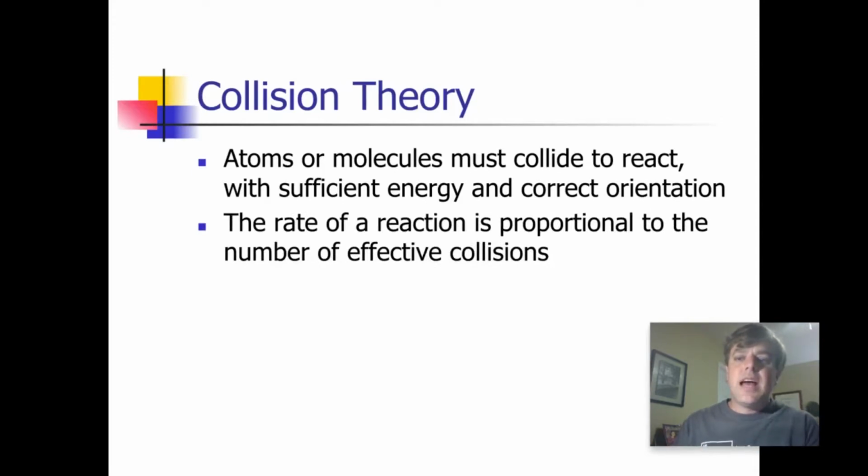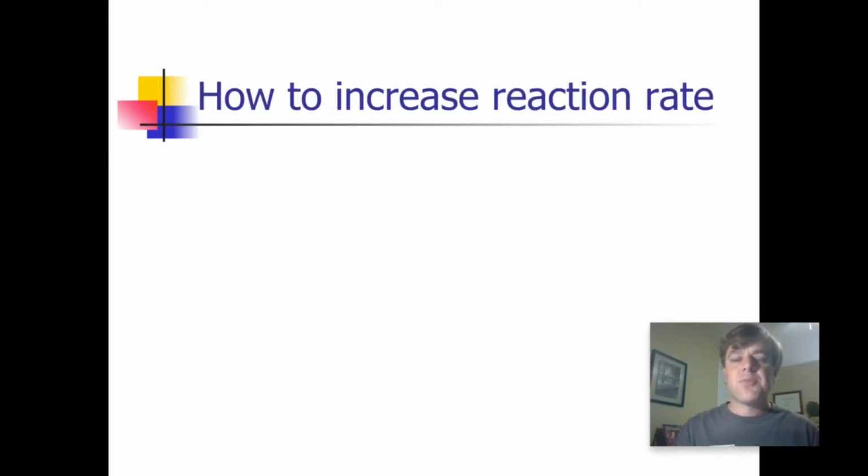And how many effective collisions you have determines how fast the reaction goes. So the more times everything collides in just the right way, the faster you get a reaction. So there are 5 ways to increase the rate of a reaction.